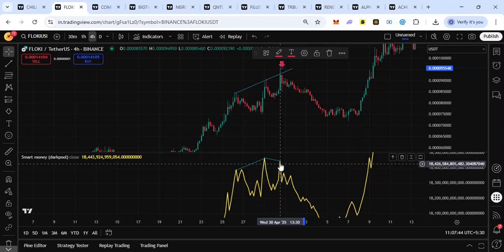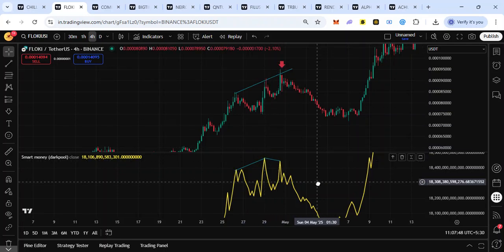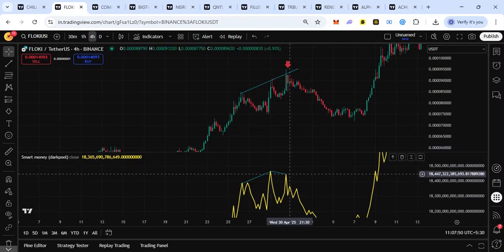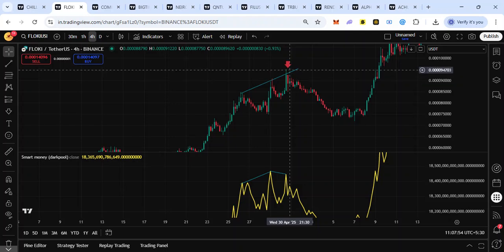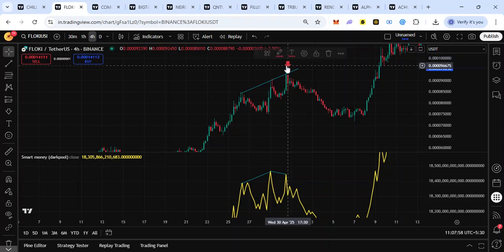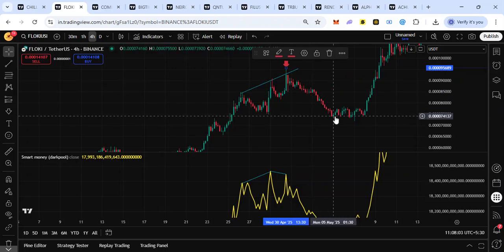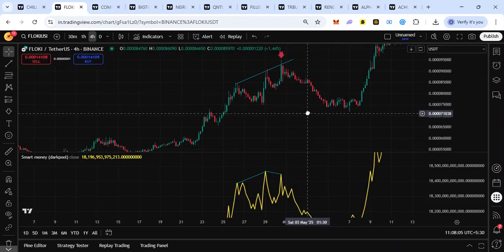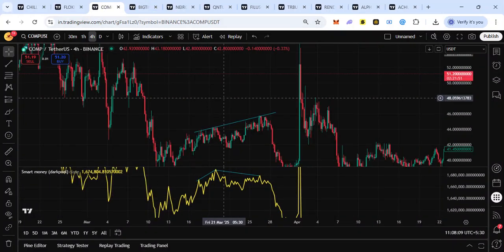Now you can see clearly that from the latest higher high, in the dark pool chart, they're not even progressing. They're not even interested in this pump. So here, once you have the trend and you short the market, you will clearly see the dump happening. Now let's go into COMP USDT.